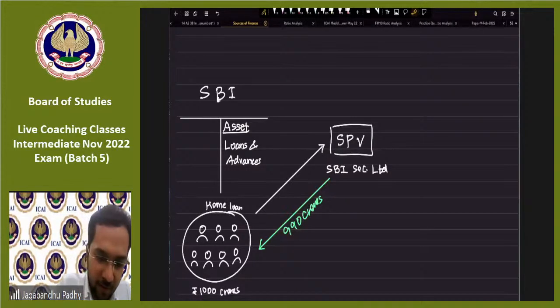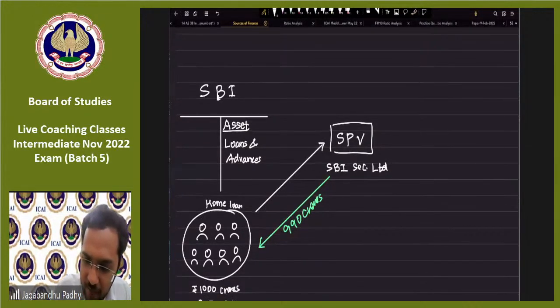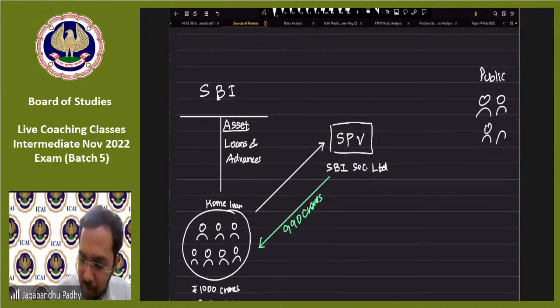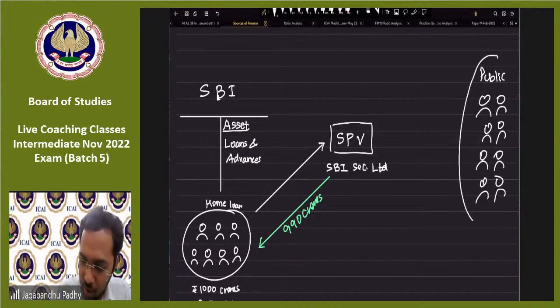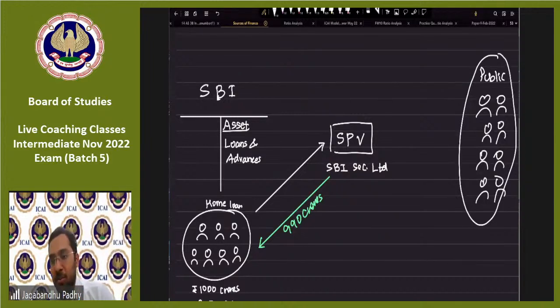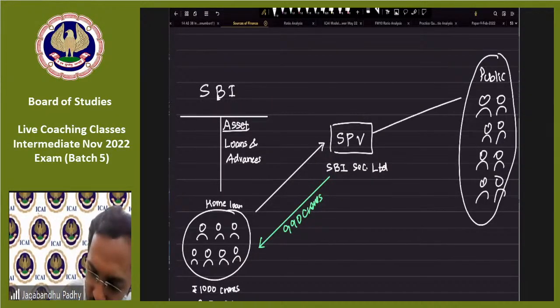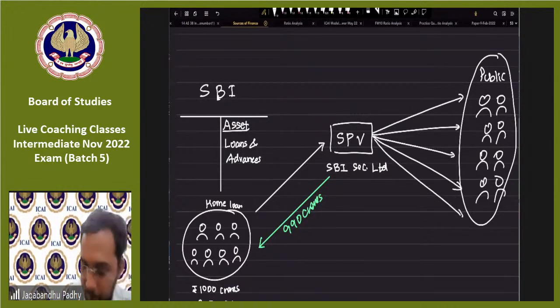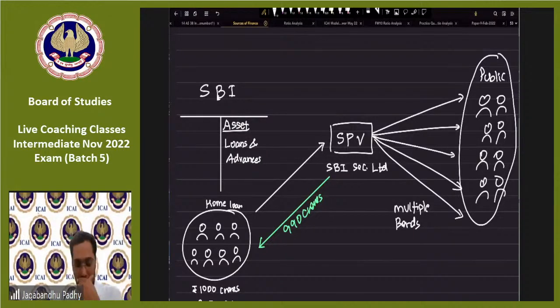So we have SPV on one side, and on the other side we have the public sitting with money and demanding investment sources. So SPV will issue multiple bonds to the market. It will issue multiple bonds in the market.